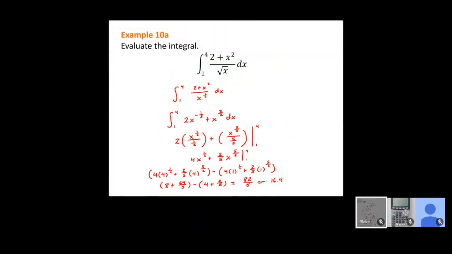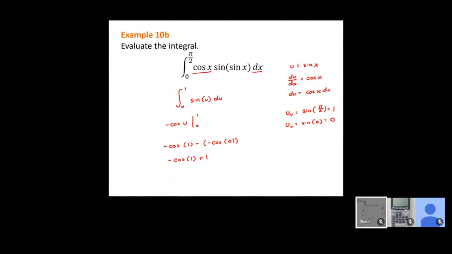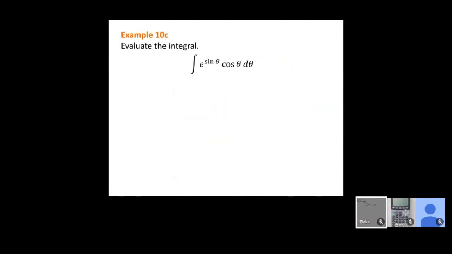Let's go back to our examples now. All right, so this is where we left off. So part C of example 10, we want to evaluate the integral e to the sine theta cosine theta d theta. All right, so what's our first step going to be to evaluate this integral now?